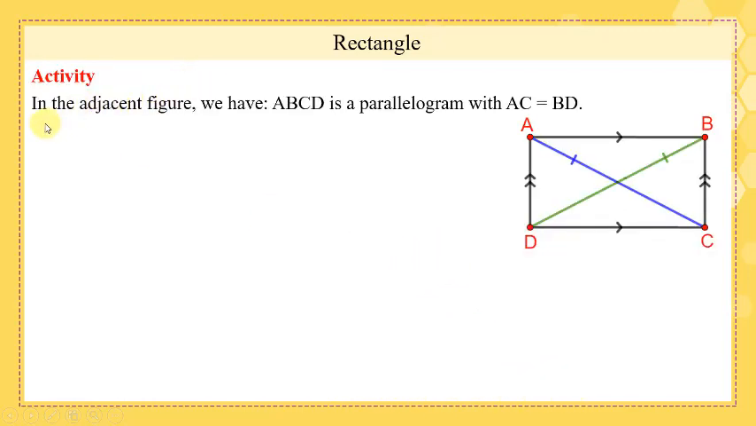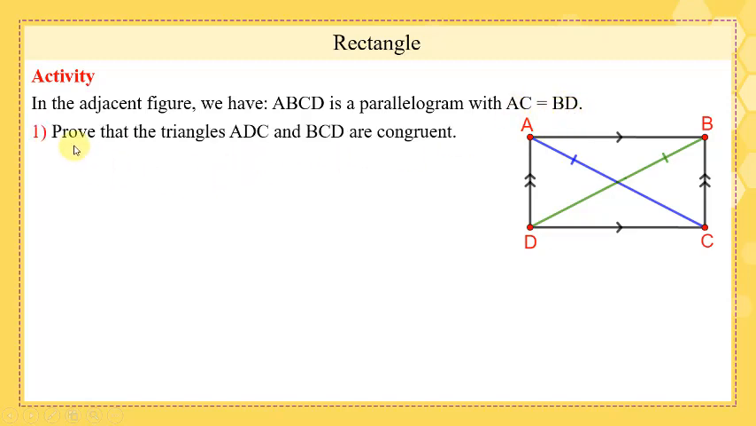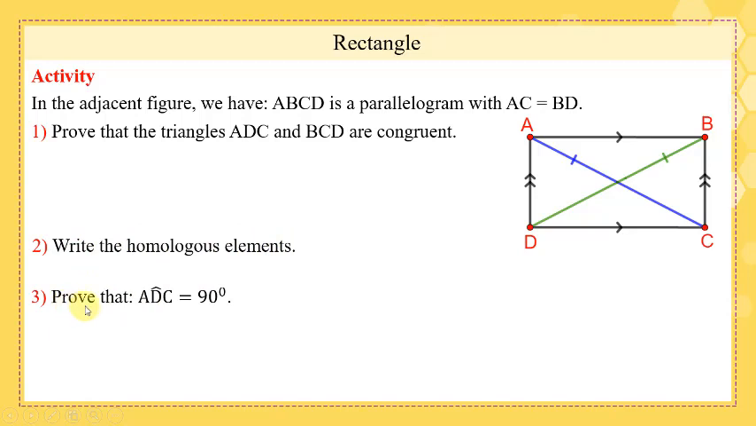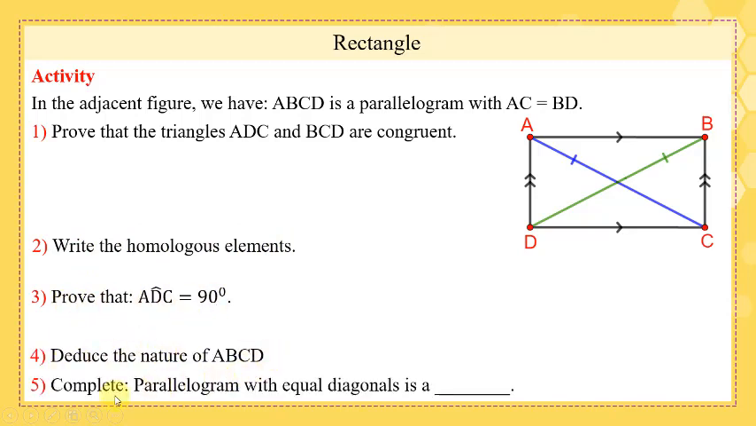Activity. In the adjacent figure, we have ABCD is a parallelogram with AC equals BD. Yes, a parallelogram with equal diagonals AC and BD. Prove that triangles ADC and BCD are congruent. Write the homologous elements. Prove that ADC equals 90. Deduce the nature of ABCD. Finally, complete a given sentence. Press pause, solve the activity, then press play.